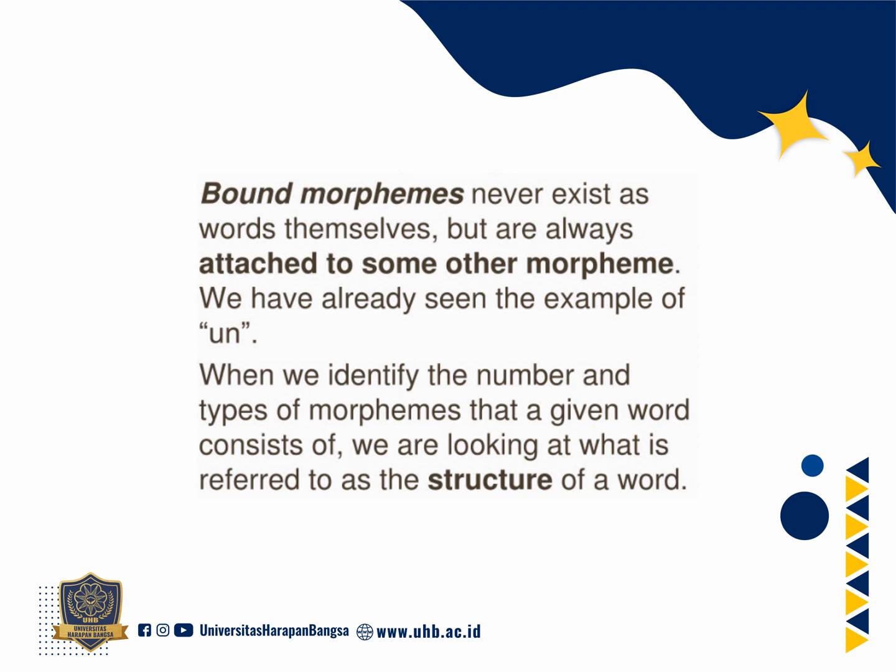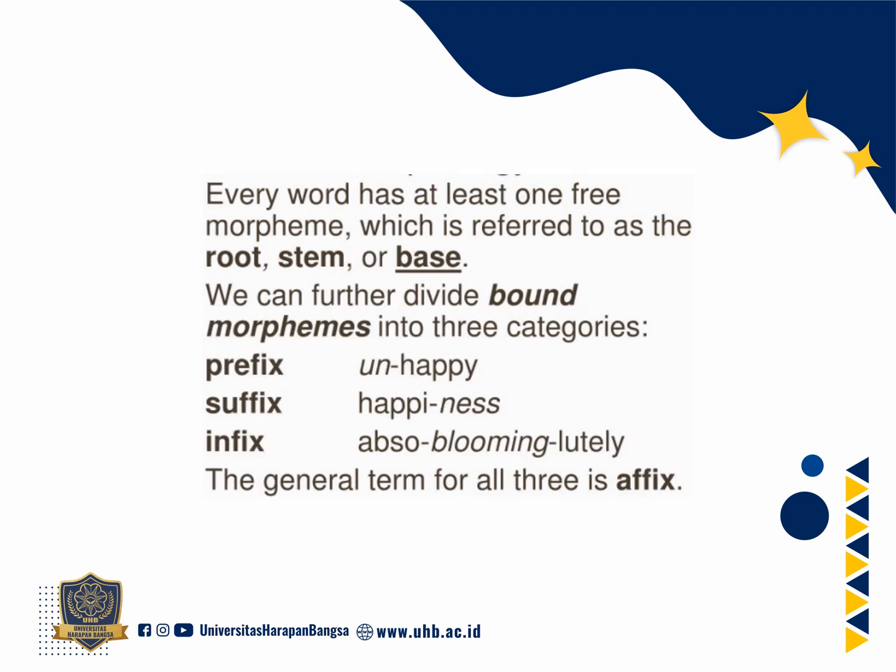When we identify the number and types of morphemes that a given word consists of, we are looking at what is referred to as the structure of a word. Every word has at least one free morpheme, which is referred to as the root, stem, or base. We can further divide bound morphemes into three categories: prefix, suffix, and infix. The general term for all three is affix.